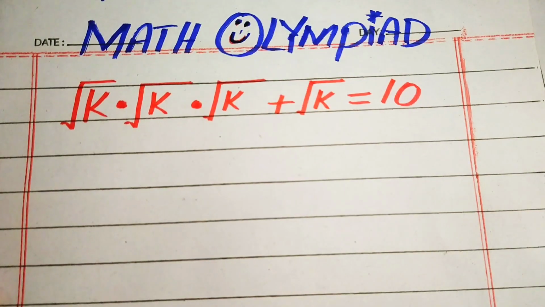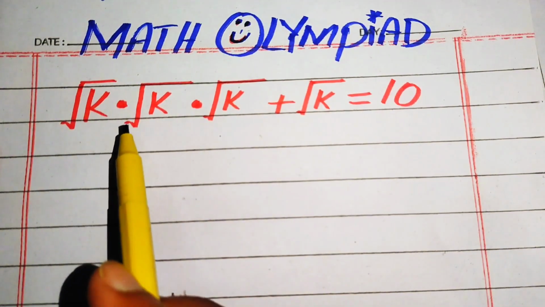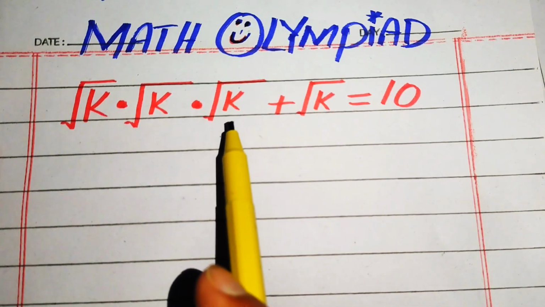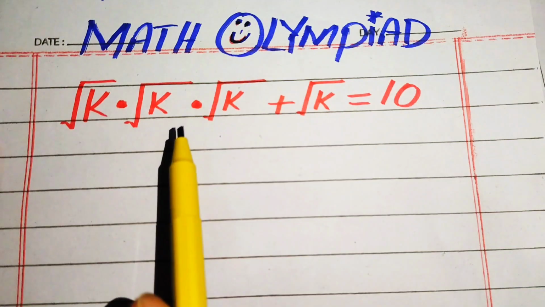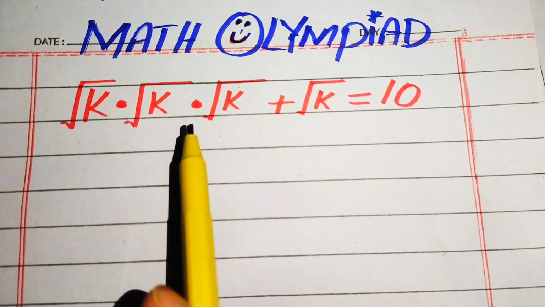Hello everyone, welcome to solve this math Olympiad algebra problem, and here we have square root of k times square root of k times square root of k plus square root of k equals 10, and we solve this problem for the values of k.